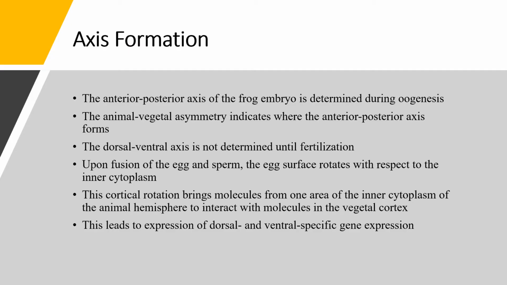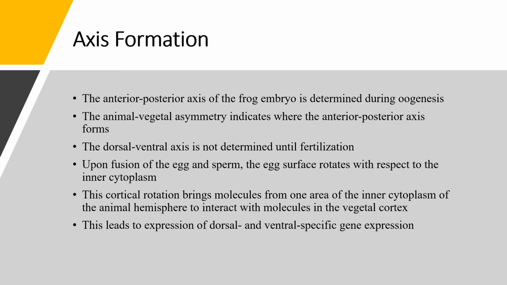Okay? So, for axis formation, the anterior-posterior axis of the frog embryo is determined during oogenesis. And then the animal-vegetal asymmetry indicates where the anterior or posterior axis forms. You know that the animal and vegetal asymmetry would also depend on the amount of yolk, right? So depending on where the animal pole or the vegetal pole is, it will tell you where the anterior or the posterior part is.